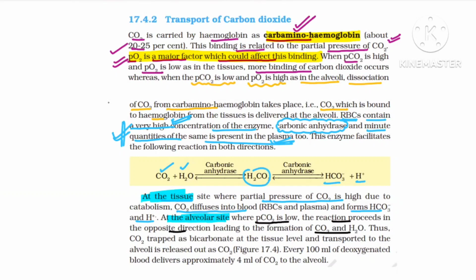So carbon dioxide is converted to bicarbonate ions at the tissue level. Carbon dioxide is trapped as bicarbonate at the tissue level and is transformed at the alveoli back into carbon dioxide and water. Clear, beta? Now, 100 ml of deoxygenated blood will deliver only 4 ml of carbon dioxide to the alveoli. So this is the transport of carbon dioxide.